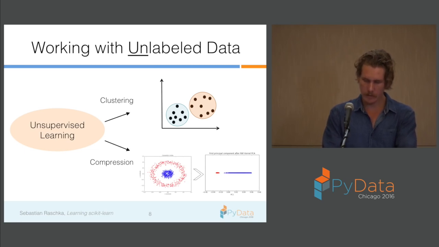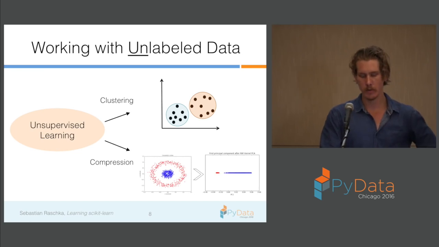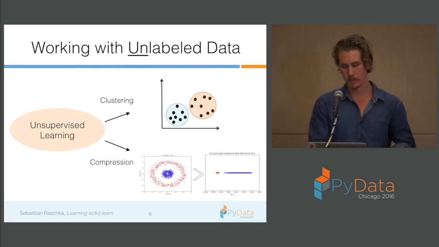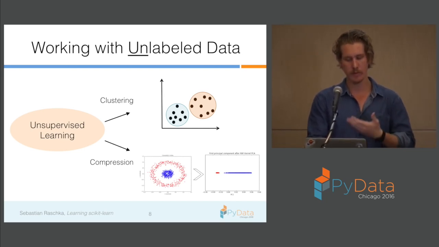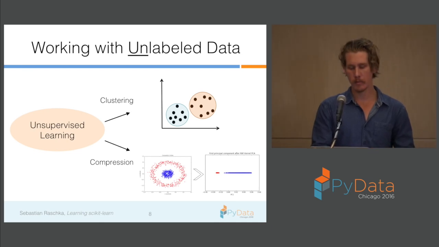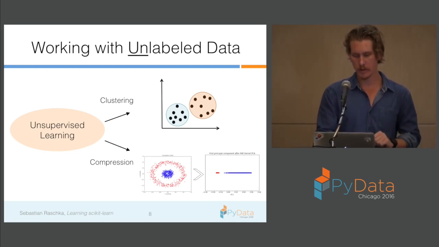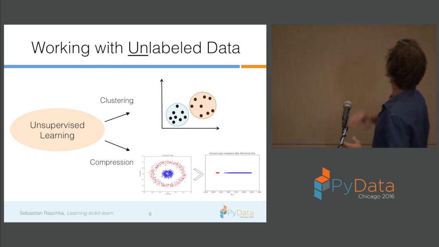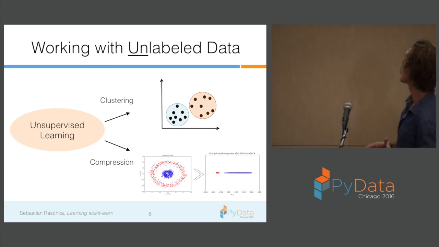And in unsupervised learning, like I said before, we have clustering analysis and compression, or dimensionality reduction. In clustering, we want to find groups of similar items or similar samples. And in compression, we want to find a structure so that we can break it down into smaller parts or smaller subspaces.